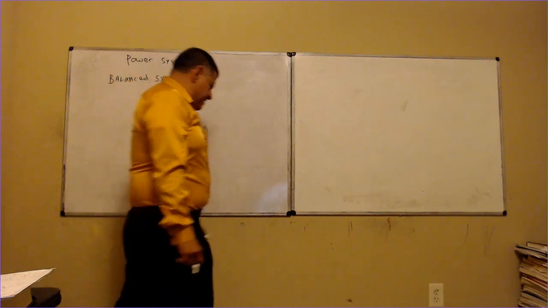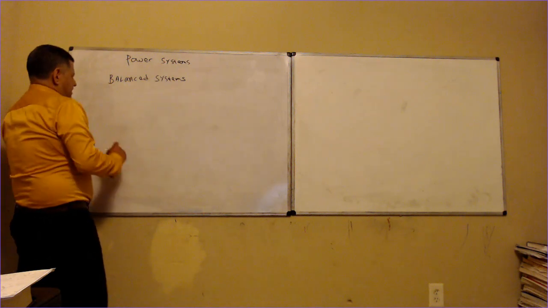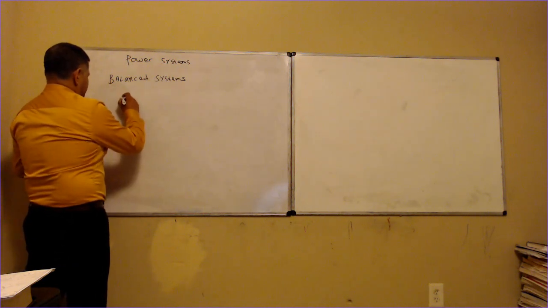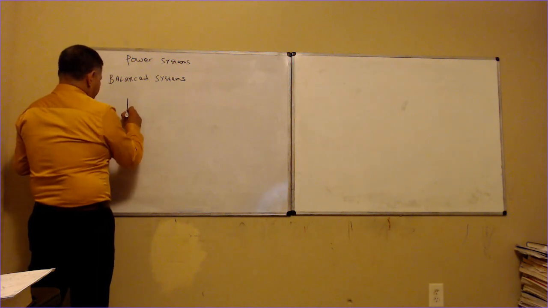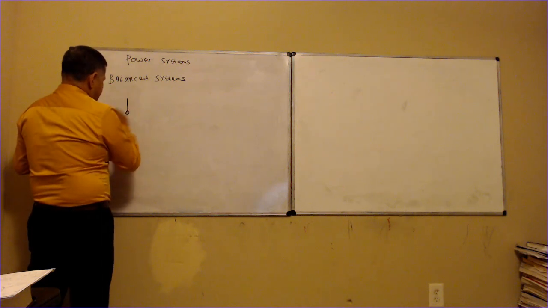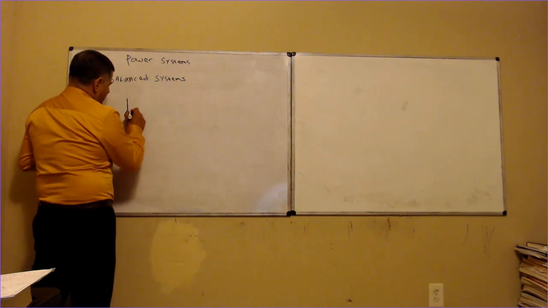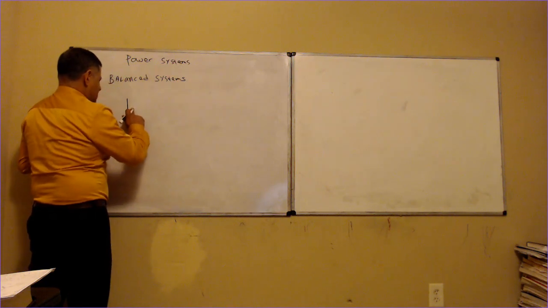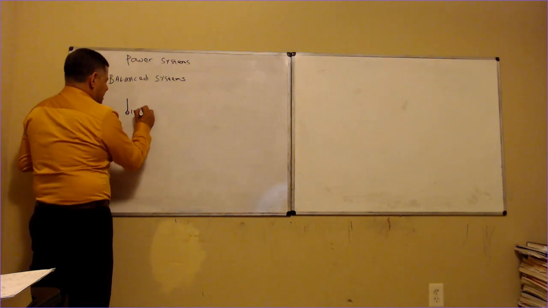So basically, a balanced system will look like this. We will do something like this. Let's say that this is an AC source, and right here we have 110 volts, angle 0 degrees.